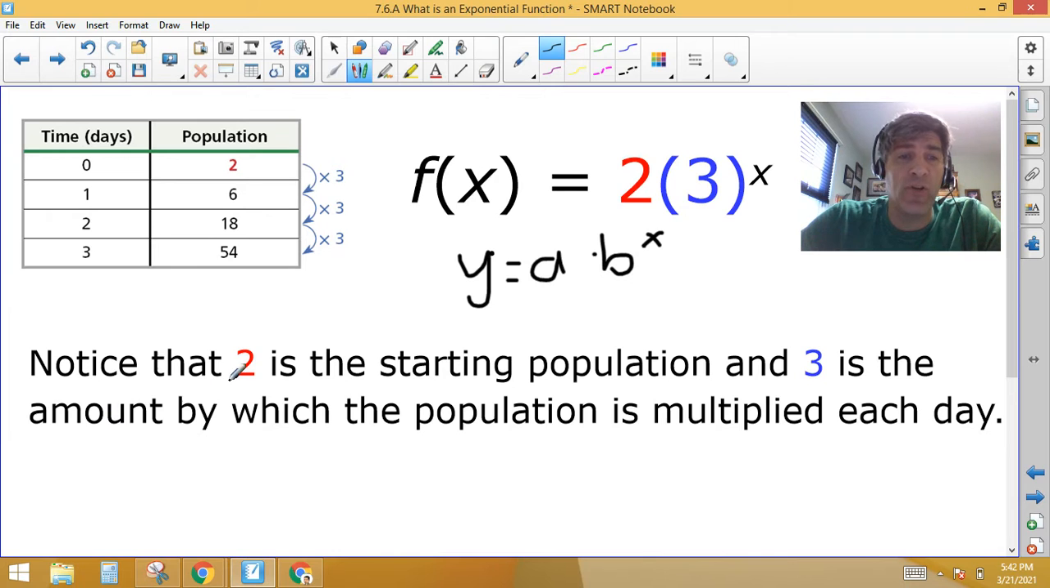And if you look, notice 2 is the starting population when x is 0. So the initial starting value, the initial amount, is a. And the b value is what it is being multiplied by, how much it's increasing by, what multiple. Okay. This is an exponential function.